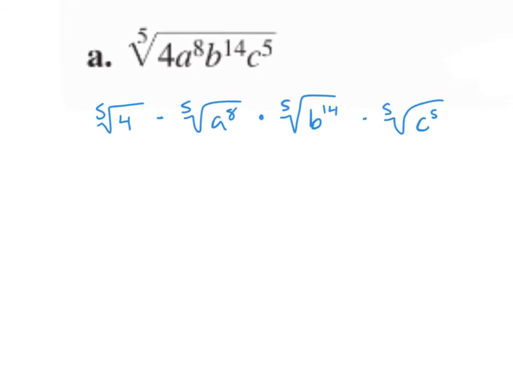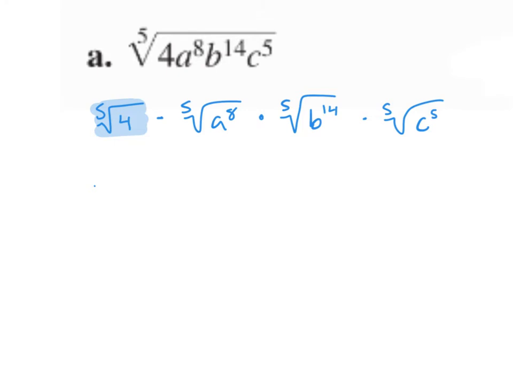What do we do with the 5th root of 4? You break it down. So what are factors of 4? 2 and 2. We're circling groups of how many here? 5. Do we have a group of 5? No. So the 5th root of 4 is as simplified as it can go already. So we know we're going to end up with a 4 under our radical. We're done with that one.